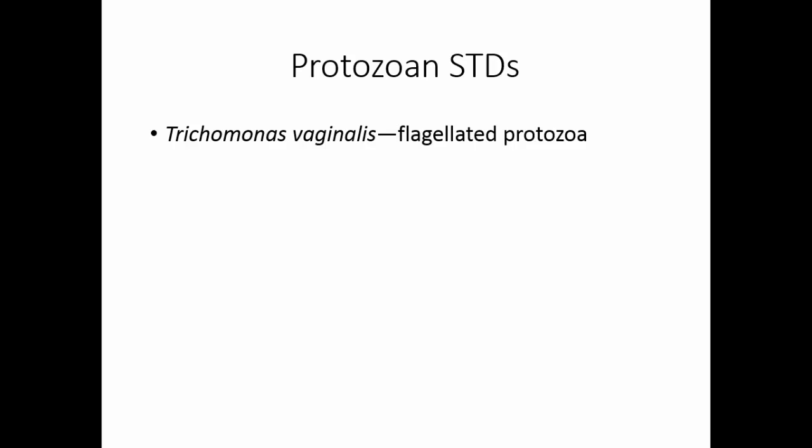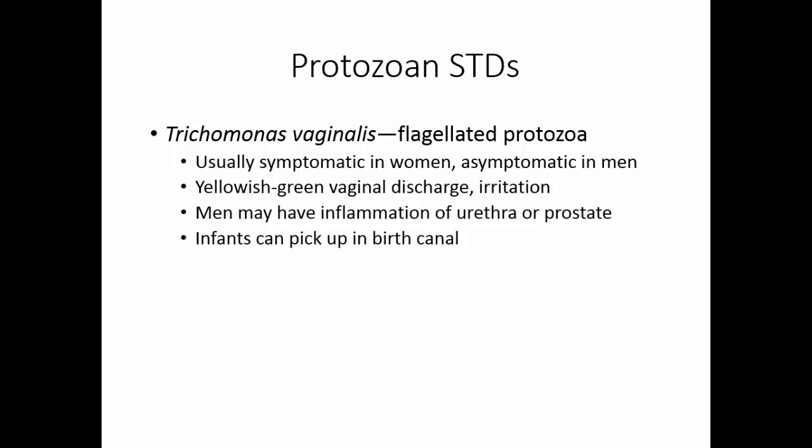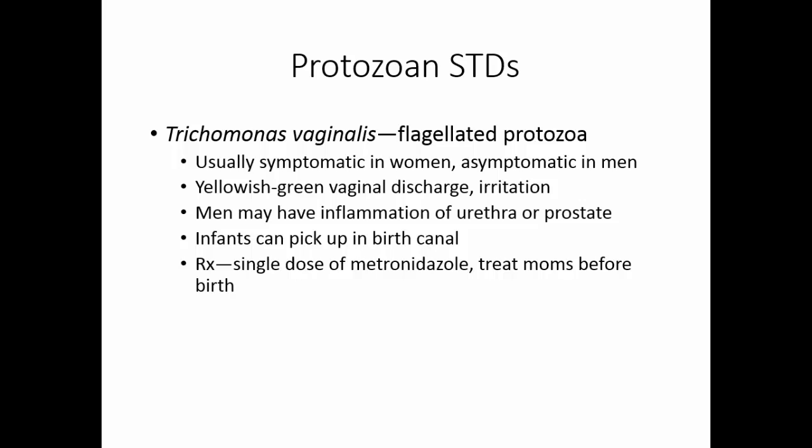There is one protozoan that causes a sexually transmitted disease, and that is Trichomonas vaginalis. This is a flagellated protozoa. This disease is usually symptomatic in women and asymptomatic in men. Women will notice a yellowish-green vaginal discharge and vaginal irritation. Men may have an inflammation of the urethra or the prostate, but that's relatively rare. Infants can pick up the protozoa in the birth canal. Treatment is a single dose of metronidazole, and moms can be treated before they give birth to prevent infants from getting it.